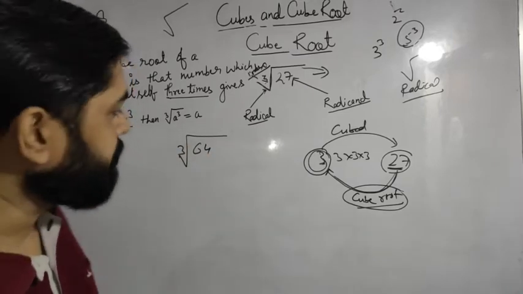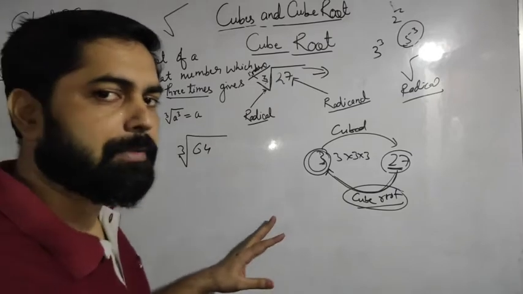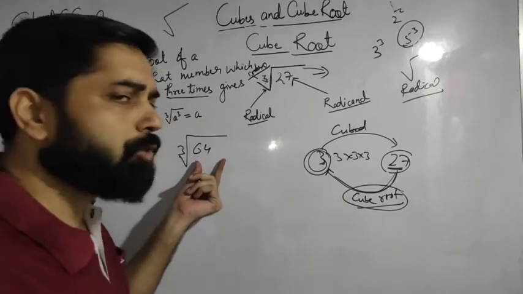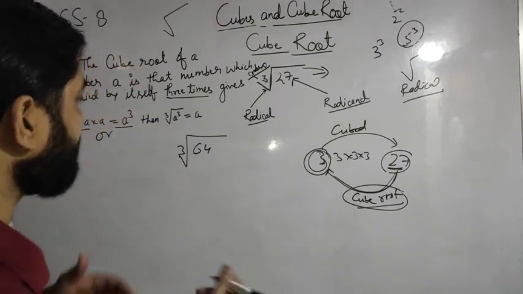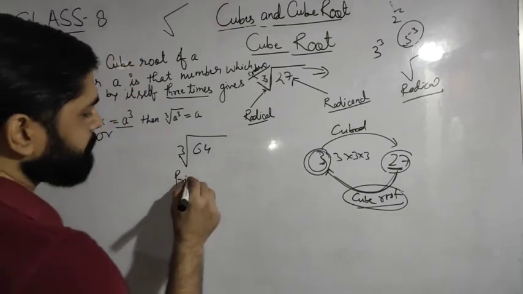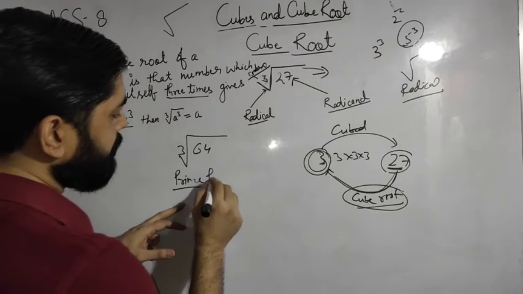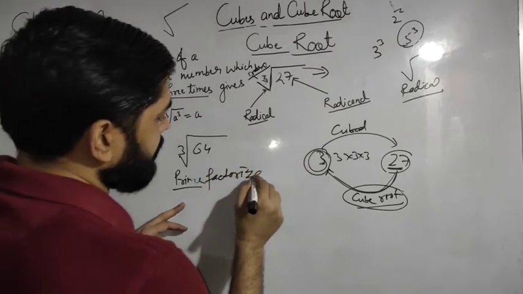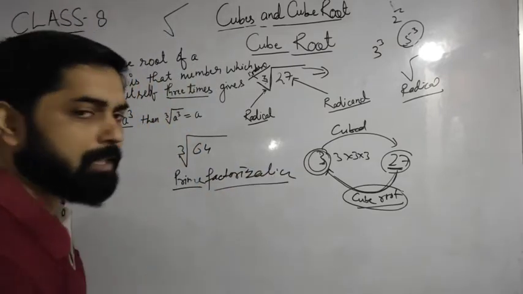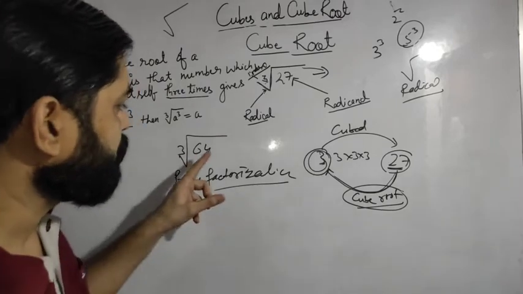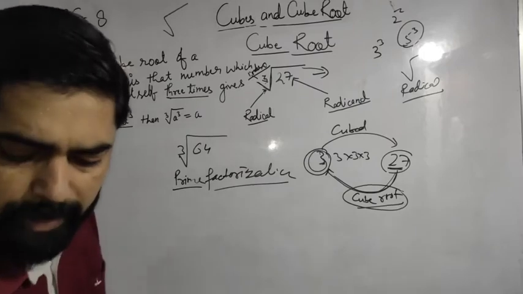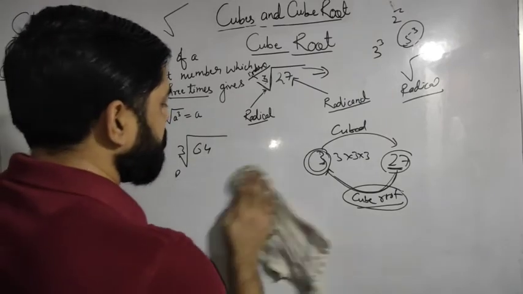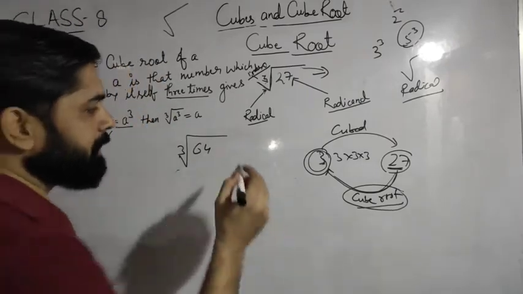If you remember, you can easily find the cube root of 64. But if you don't know, don't worry, I will explain how to find the cube root of a number. We can find it by the prime factorization method. By the prime factorization method we find the cube root of 64. So what is the prime factorization method?